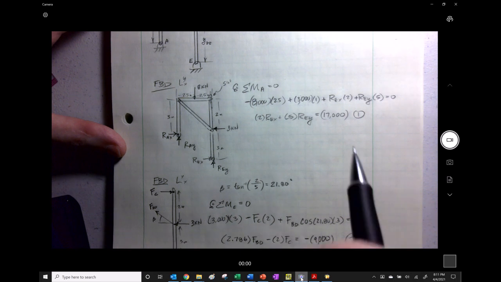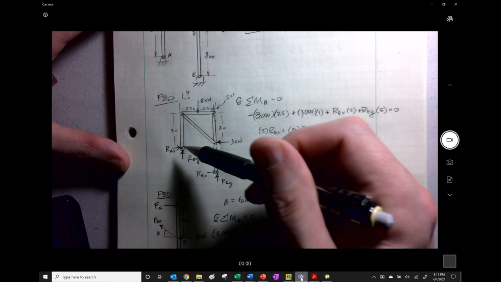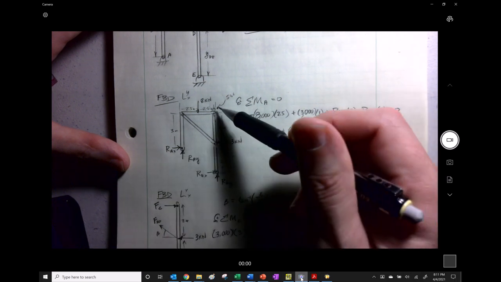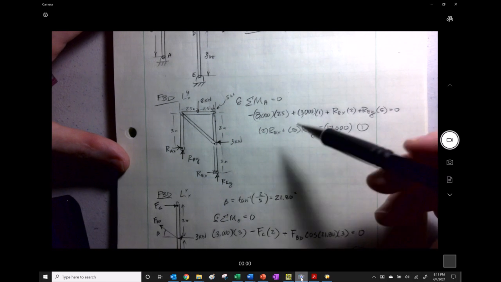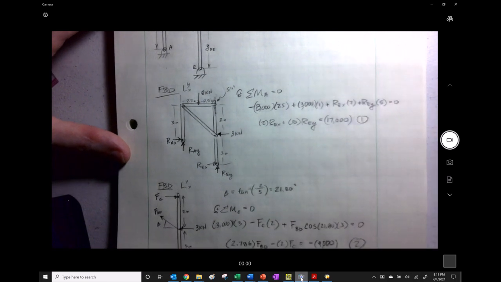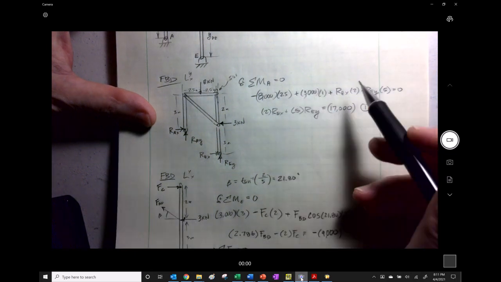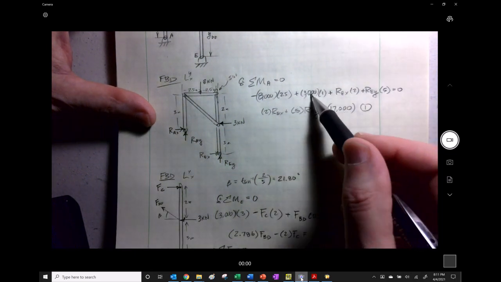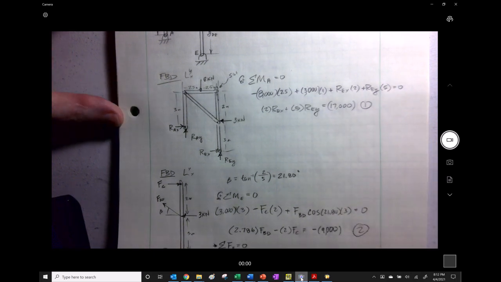So anyway, I get this equation right here, which is the sum of the moments taken about here. So I get everything in terms of this REX and REY, right? Those are 2 unknowns as part of this. And I almost wish I had not changed these into newtons from kilonewtons, but I did, so I'm going to stick with it.